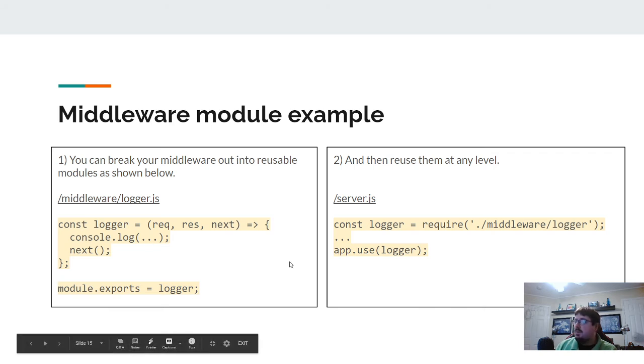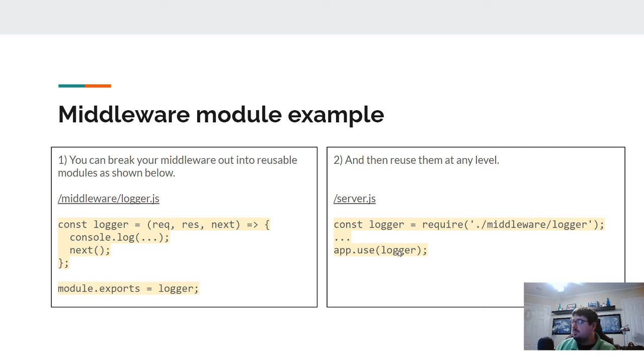So I break this out, and then if I want to use that anywhere in my code, I can say let's require middleware.logger and just integrate it in any of those three routes. I can integrate it at the application level, at the router level, or just on a specific route. So breaking these middlewares up into separate modules is actually super easy.